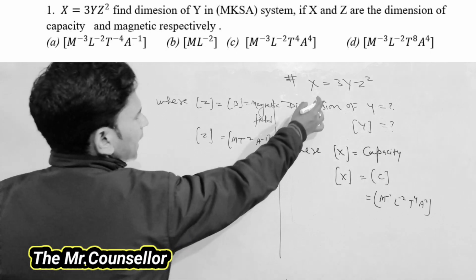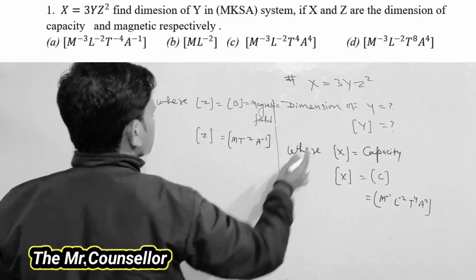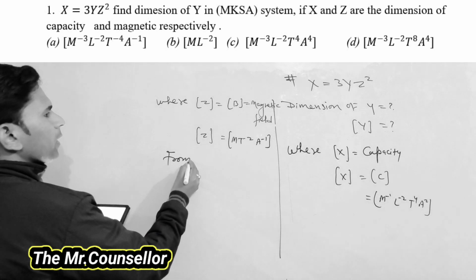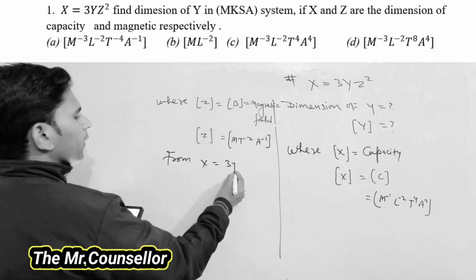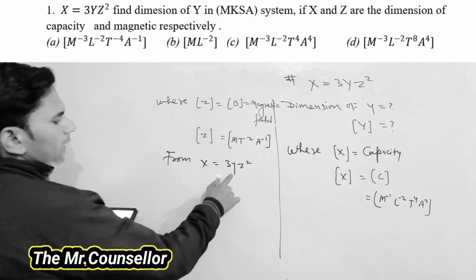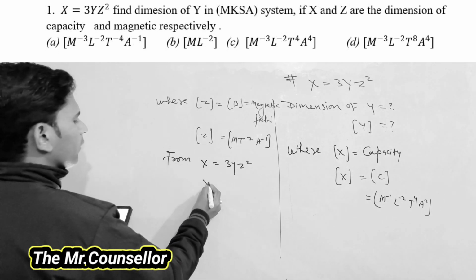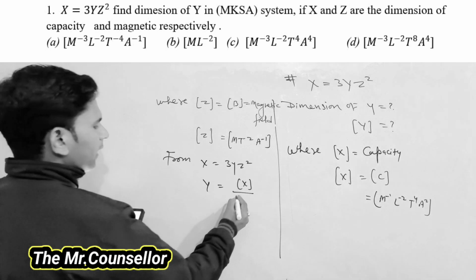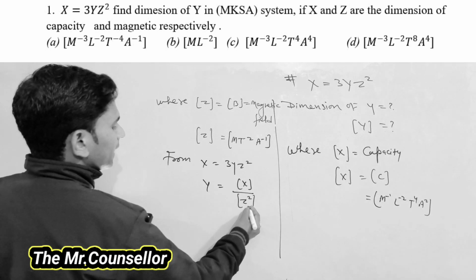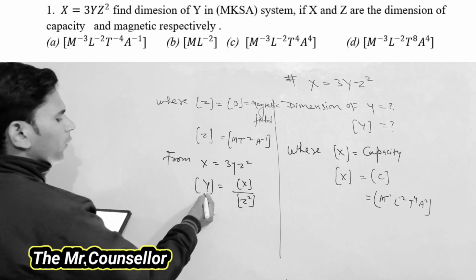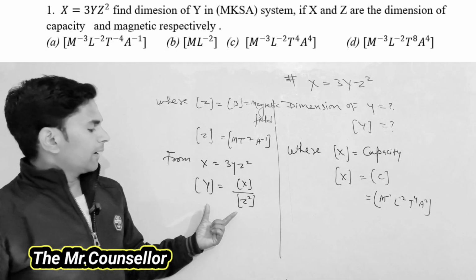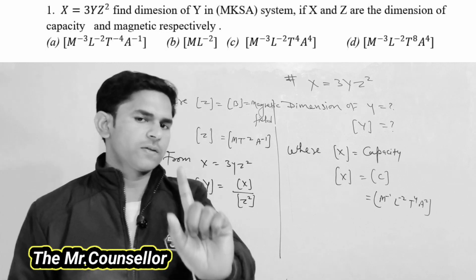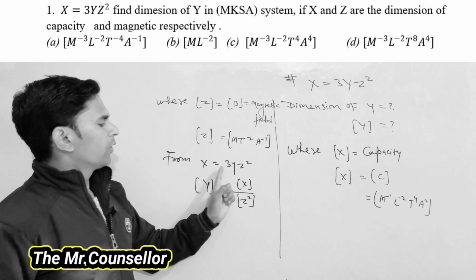So they are asking the dimensional formula of y. From the equation x is equal to 3yz square, what can we write? We can write y is equal to dimensional formula of x divided by dimensional formula of z square. So we can arrange it like this. Then you will say, sir, where is the 3? 3 is a constant. Don't forget, 3 is a constant.